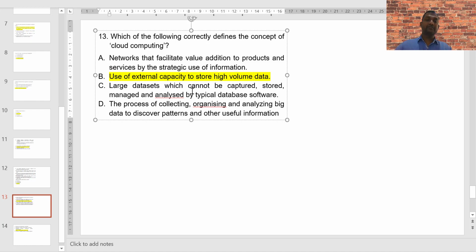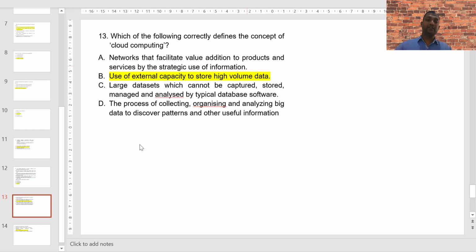Large data sets which cannot be captured, stored, managed and analyzed by typical database software. Right. So again this is an explanation of how big data is being analyzed. The process of collecting, organizing and analyzing big data to discover patterns or other useful information. So we are discussing data mining and data analytics areas. Use of external capacity to store high volume data.